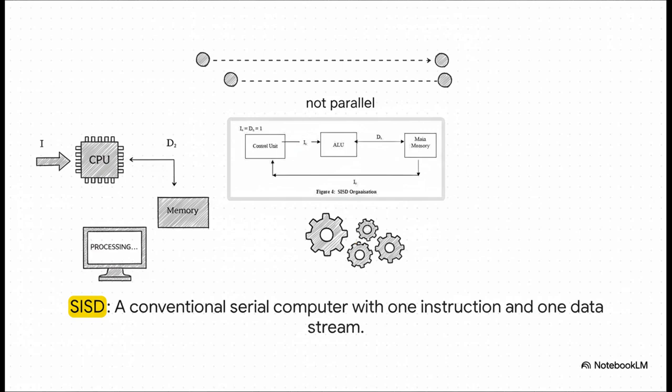First up is SISD, which stands for Single Instruction, Single Data. This is your classic traditional computer. It processes one instruction at a time, and that instruction acts on one piece of data at a time. It's simple, it's reliable, but it's not parallel.